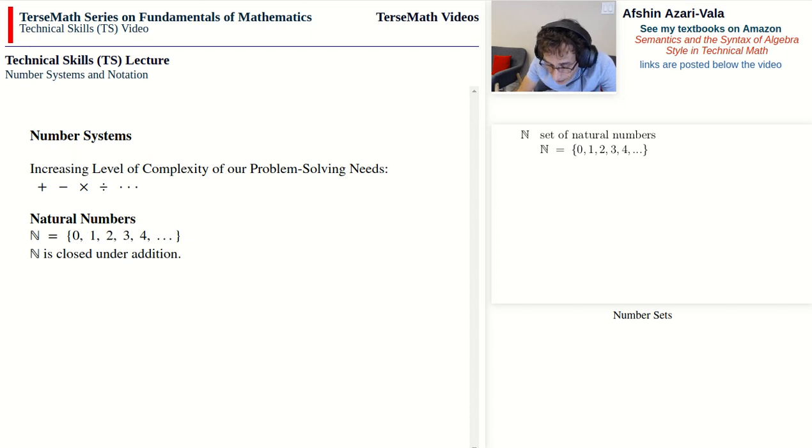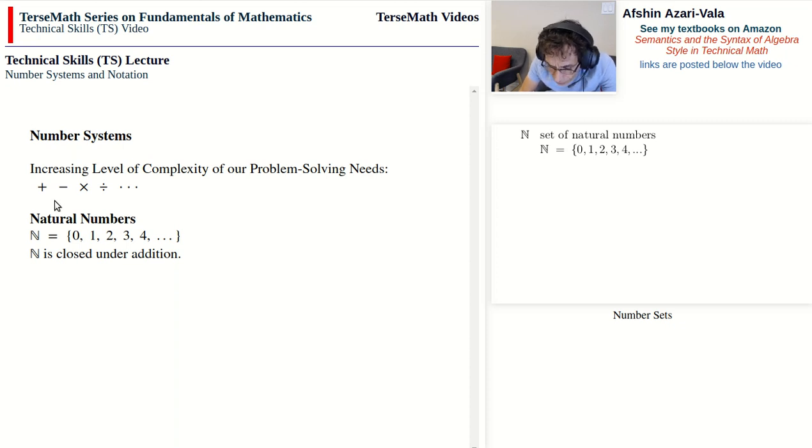So once again, the phrase "N is closed under addition" means if you pick any two numbers from N and add them, the result will be a number in N. So we will not have any problems if we need to add the numbers in N. We can always do so.